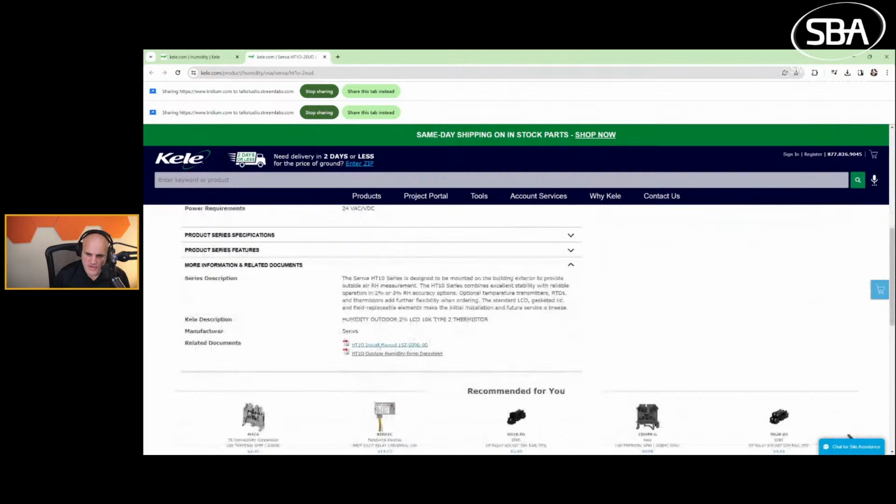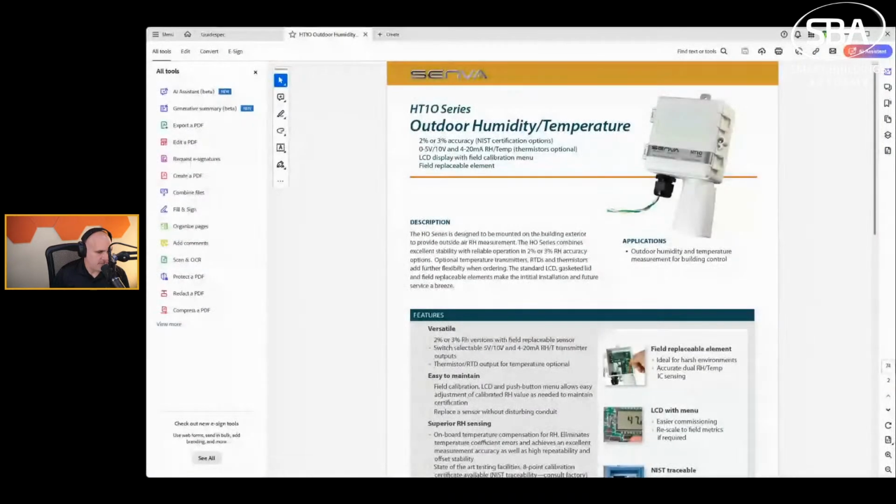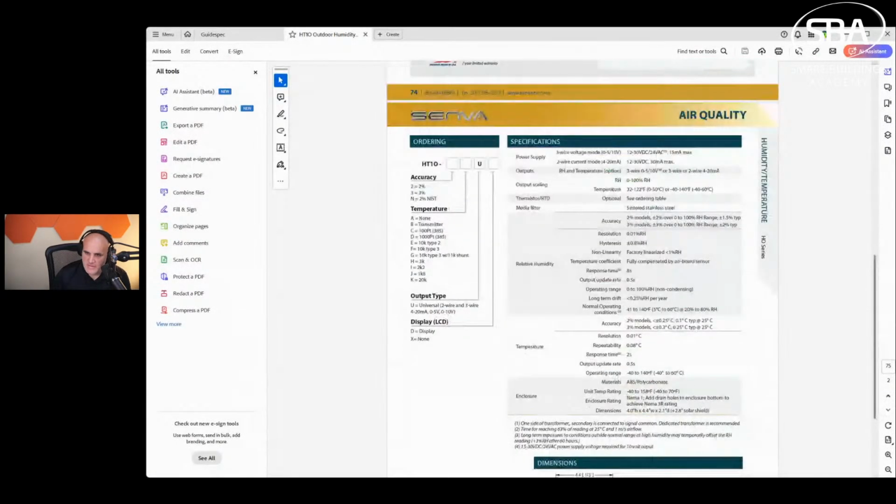I typically like to go and look at the actual manual itself, which I will bring up right here. Give me 1 second. So 2%, okay. 10K type 2, so that's E. So I'm getting my part number here. I want 4 to 20 milliamp. This is universal, so 2-wire or 3-wire, and it'll also do 0 to 10. If I didn't want the display, if I wanted to save money, I could do the X and not get the display.